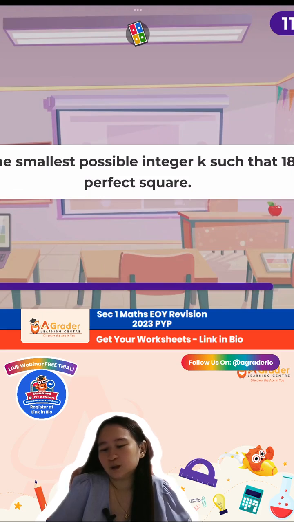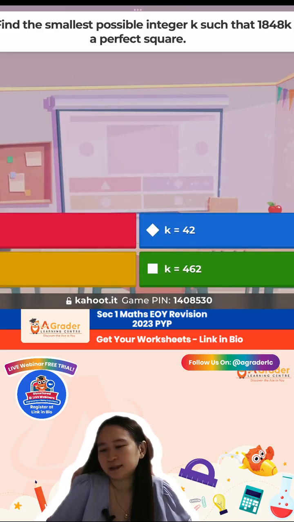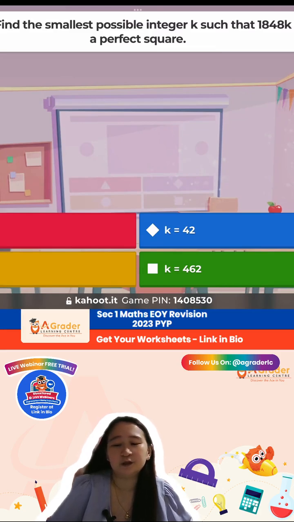Find the smallest possible integer k such that 1848k is a perfect square. So you need to remember the prime factors of 1848 that you saw just now.